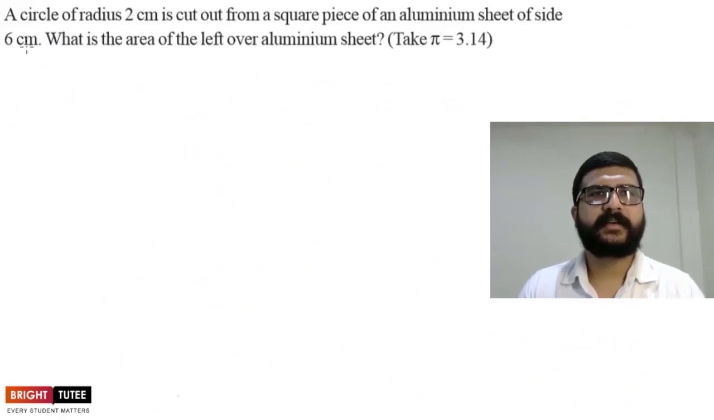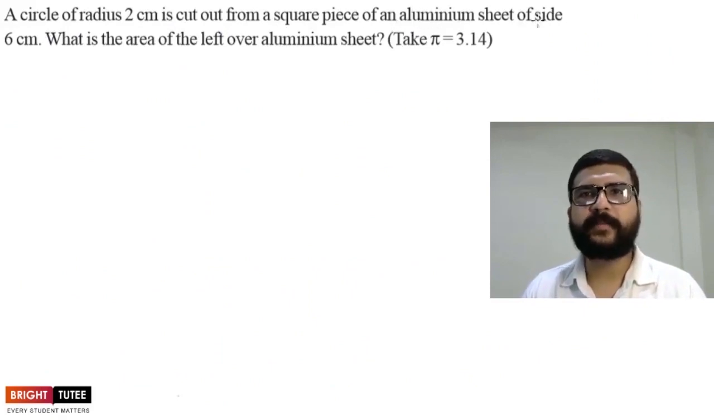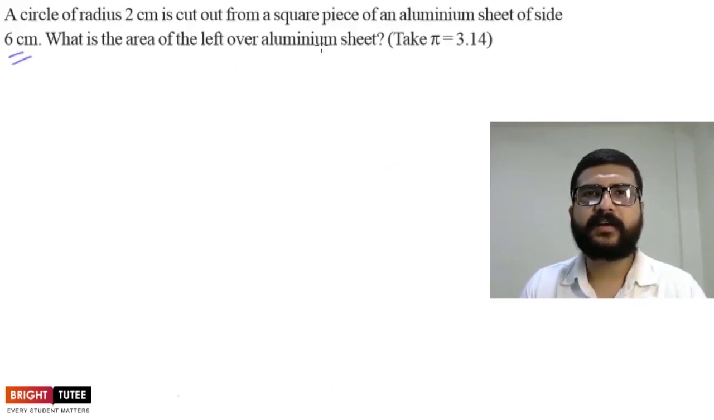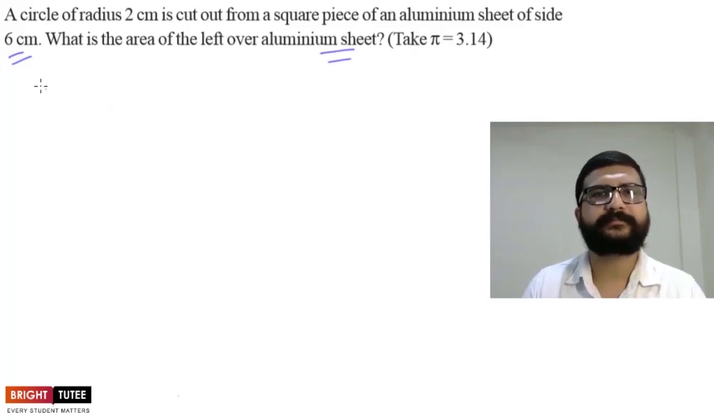Now the next question is, a circle of radius 2 centimeters is cut out from a square piece of an aluminium sheet of side 6 centimeters. What is the area of the leftover aluminium sheet? So what we are doing here, from a square sheet, we are taking out one circle of radius 2 centimeters and the side length of that square sheet is 6 centimeters. So what we have to find here, we have to find the area of the leftover aluminium sheet.